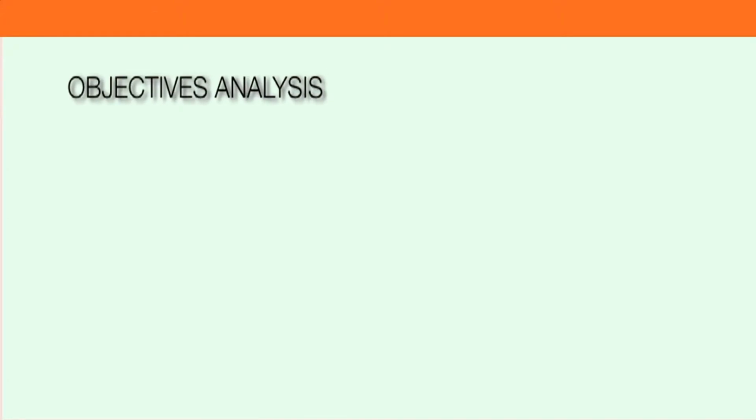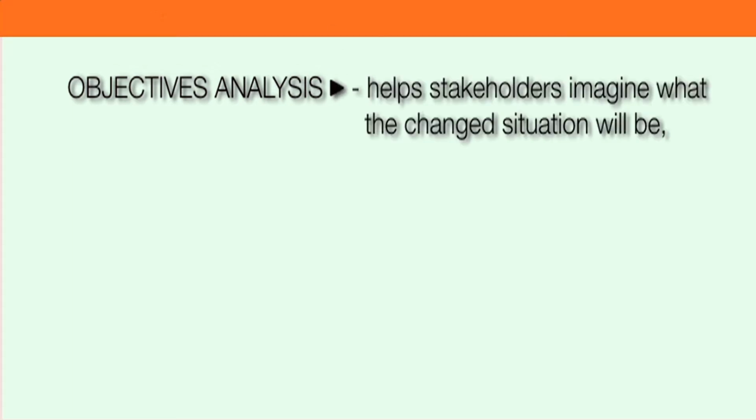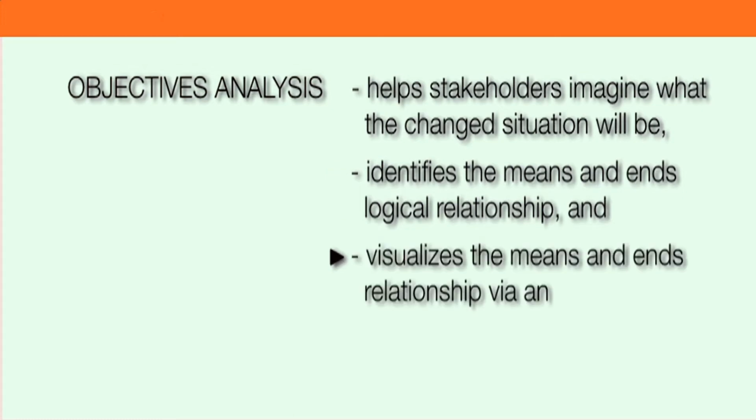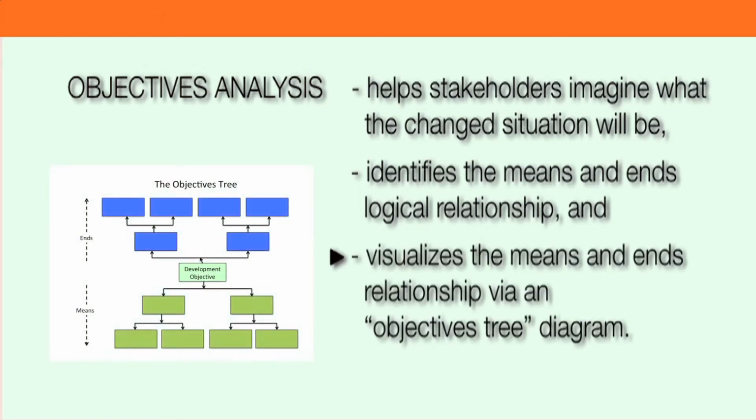Objectives analysis transforms the problem tree into its change state after the development problem has been resolved. It helps stakeholders imagine what the change situation will be, identifies the means and ends logical relationship, and visualizes the means and ends relationship via an objectives tree diagram.